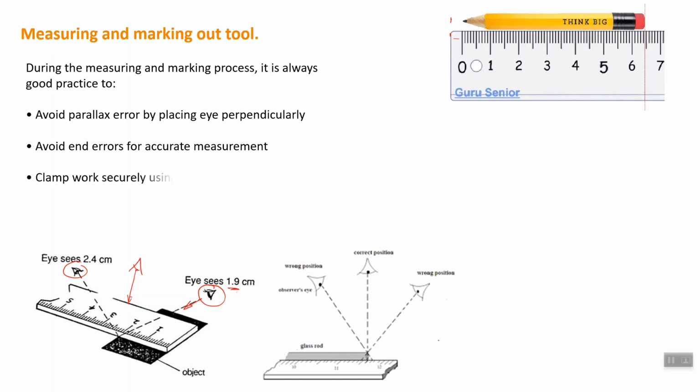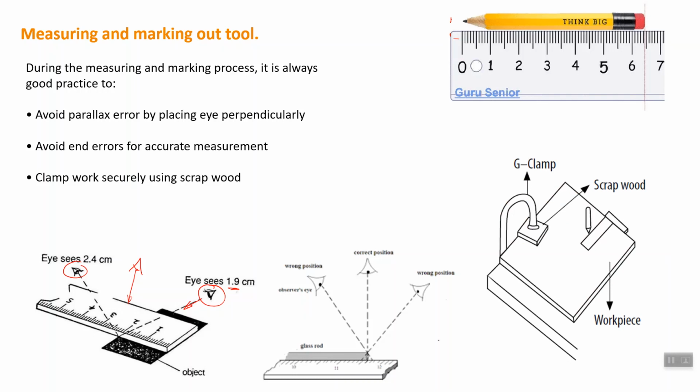Another good practice: clamp your work securely using scrap wood. Usually when you have large pieces or even small pieces, clamp the work, hold it onto the workbench or somewhere to avoid it from moving while you are measuring your work. So three good practices: avoid parallax error, avoid end error, and clamp your work when measuring.